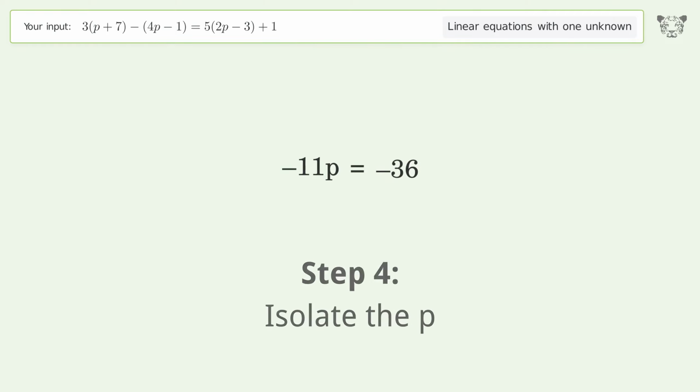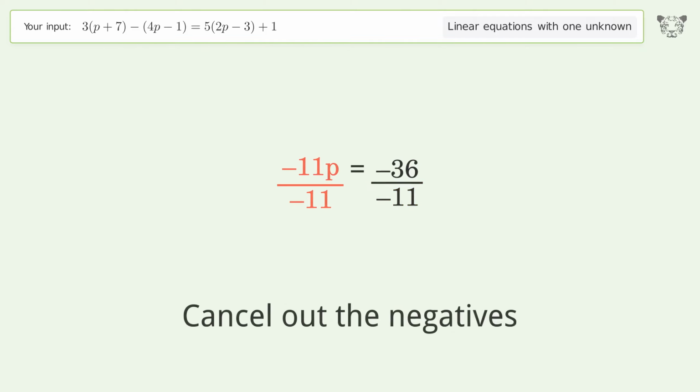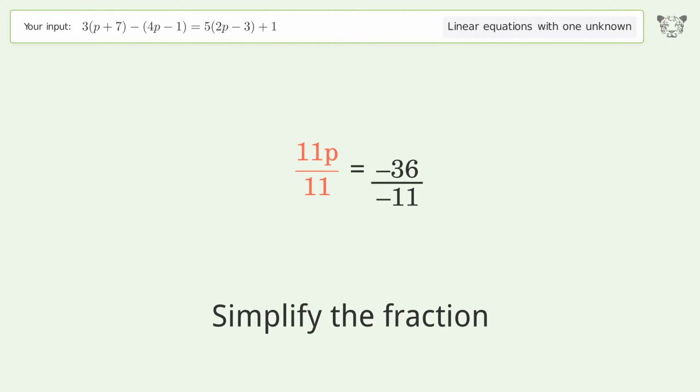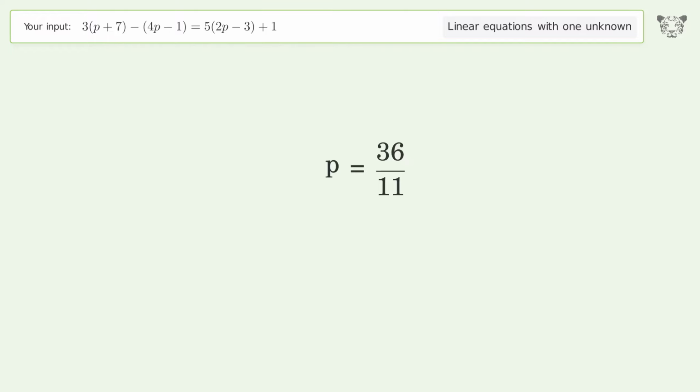Isolate the p. Divide both sides by -11. Cancel out the negatives. Simplify the fraction. Cancel out the negatives. And so the final result is p equals 36/11.